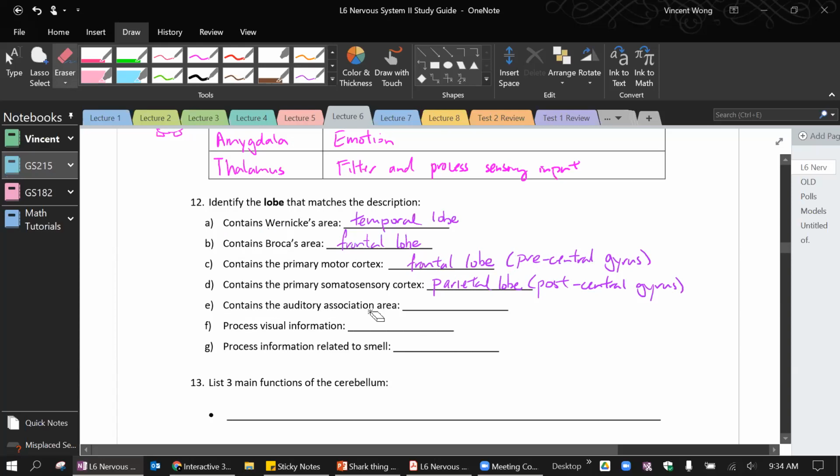Next, contains the auditory association area. An association area is an area that helps you form new memories related to certain senses and to create kind of like a database, right, to compare it to. So if you hear someone's voice and you're like, oh, I know that person, that is basically stored in the auditory association area. And this is found in the temporal lobe. Visual information, that is in the occipital lobe.